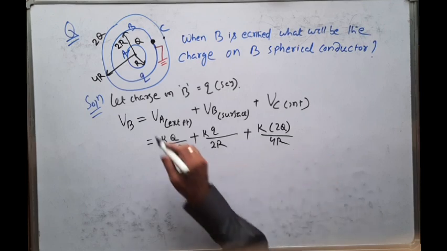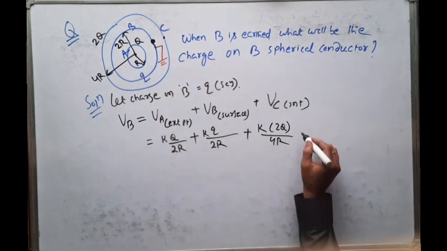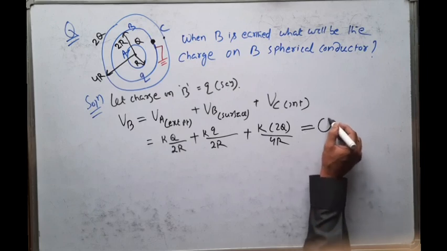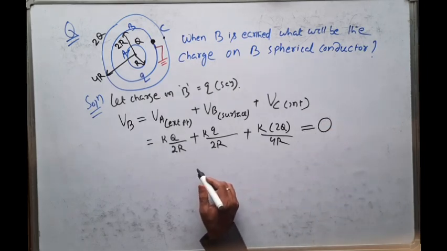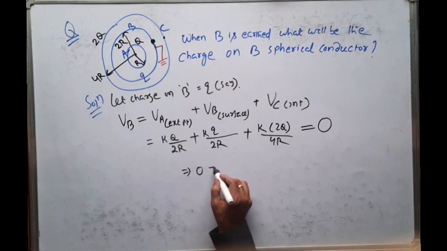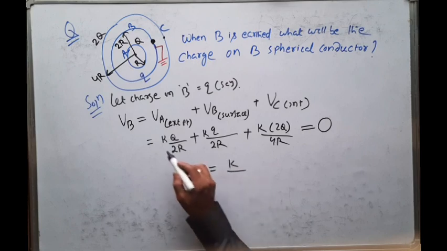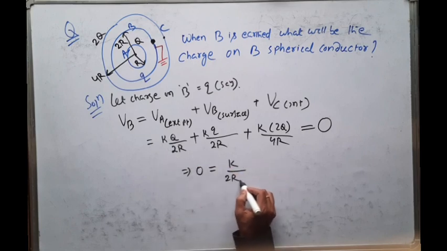But we know that since B is connected to earth, the potential on the earth surface is 0. So now you can solve this. That is, 0 is equal to k by 2r, taking k by 2r common.